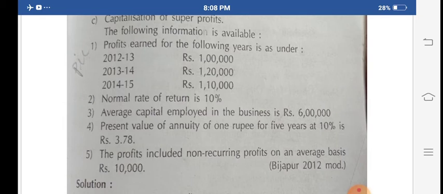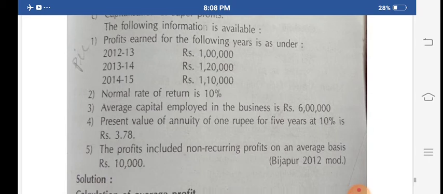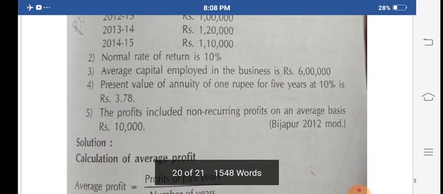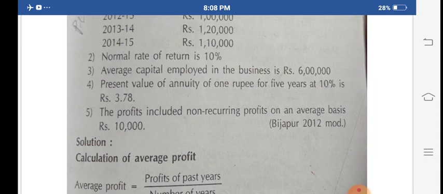Present value of annuity of 1 rupee for 5 years at 10% is rupees 3.78. The profits include non-recurring profits on average basis of rupees 10,000. So after getting this average profit, you have to subtract this non-recurring profit, and you will get the average profit. This average profit we have to use.